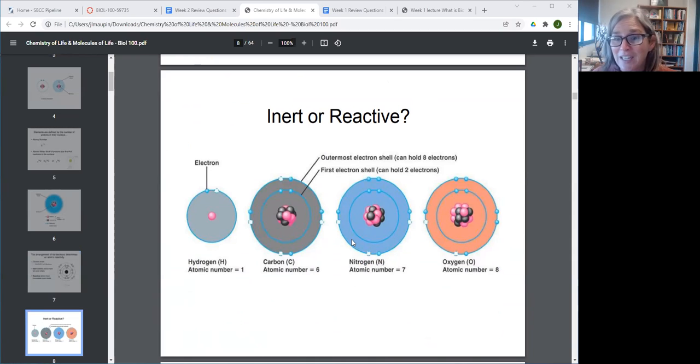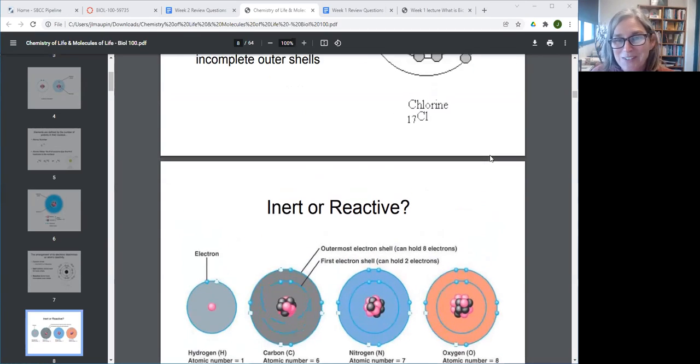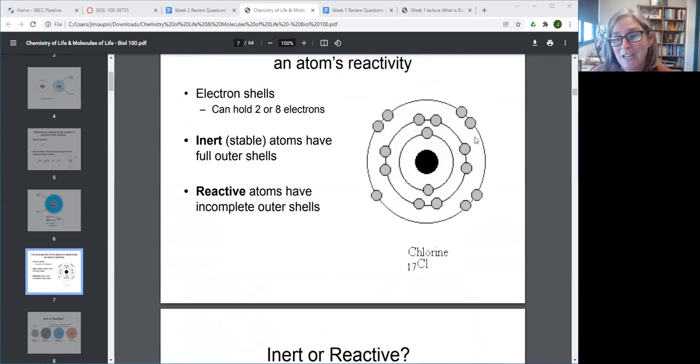And then if you had 3, and when you get beyond this, it's more complicated. There are more orbitals there. But if you can see here, if you have these 3, if they were all full, they would hold 18, because it would be 2 plus 8 plus 8. But chlorine is reactive because it has a space available. It only has 17 electrons.